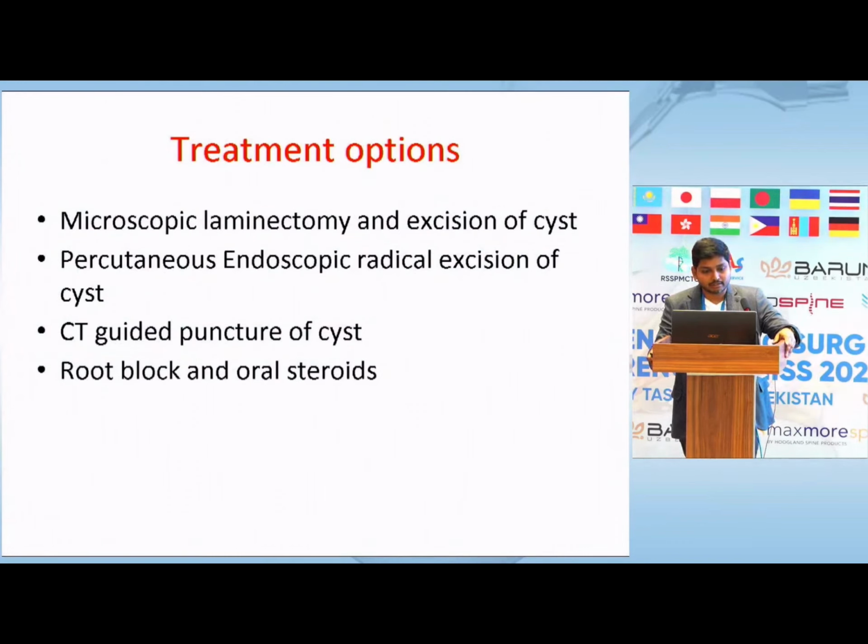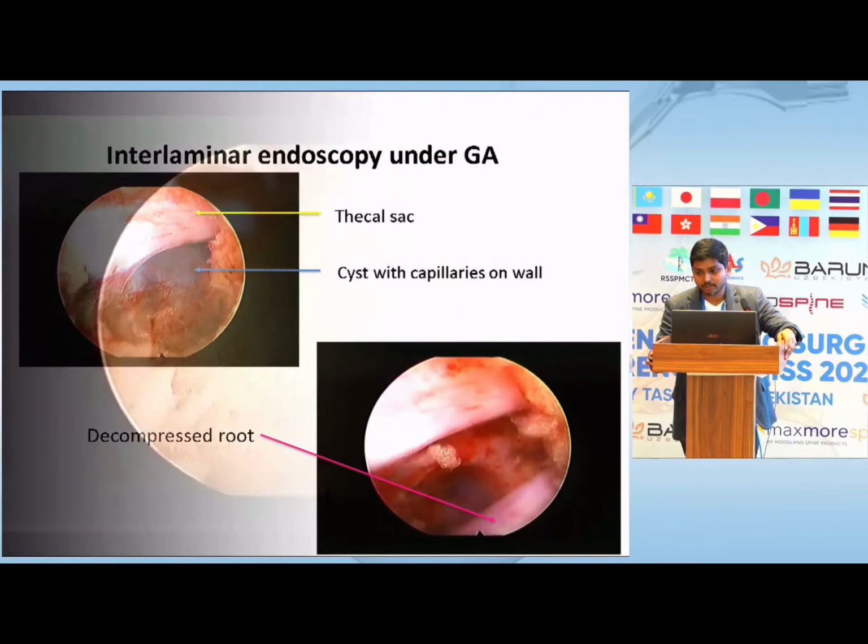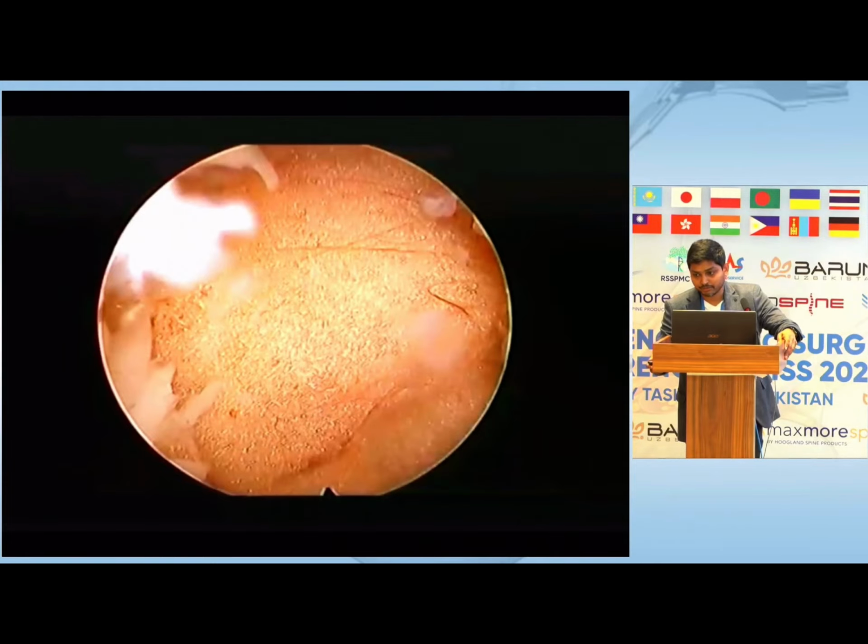So here are the treatment options I discussed with the patient. One is microscopic laminoforaminotomy and excision of the cyst. Another is endoscopic excision of the cyst, CT guided puncture, and root block. All these things were already tried and documented in the literature. So here is a small operative video.